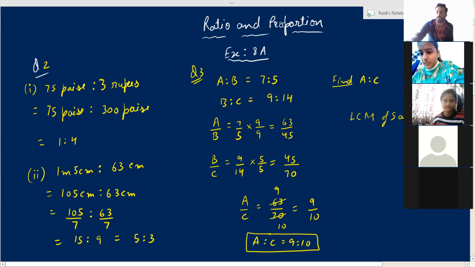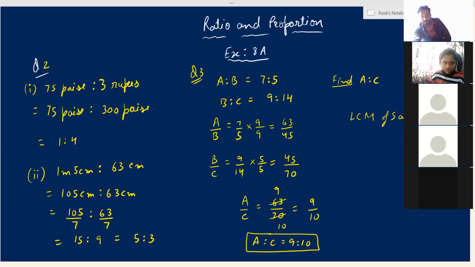Sushant, your method is correct. I have seen. Daksh, I am seeing your method also now. Keep your mic off. I'm not able to understand what you have done. Sir, first we will multiply 5 into 7 into 9, then 5 into 14, and then 63 ratio 70, then 63 upon 70. Then, sir, we will simplify and then we will get the answer. Very good. Correct method, sir.